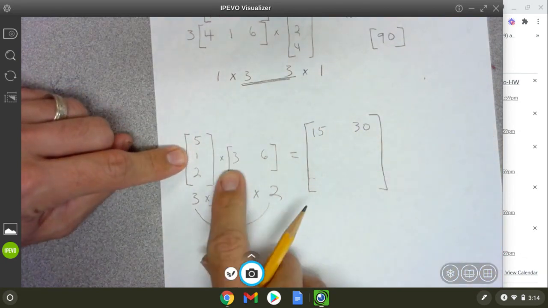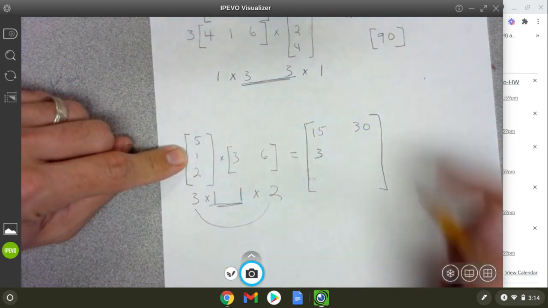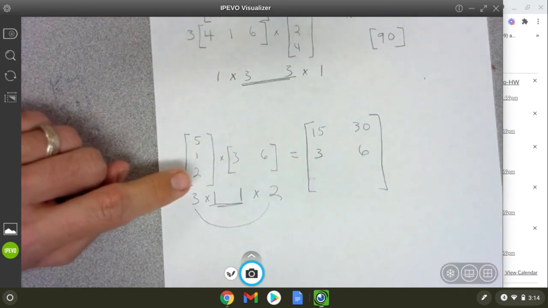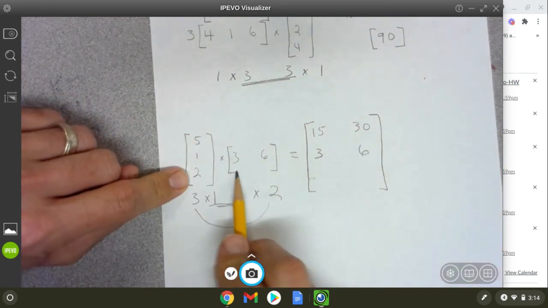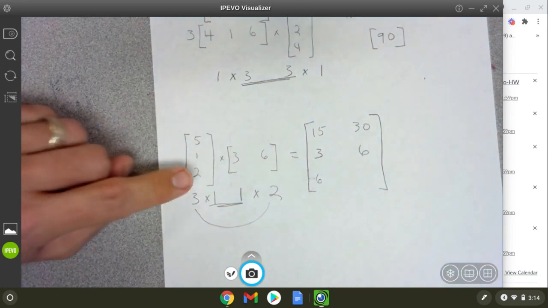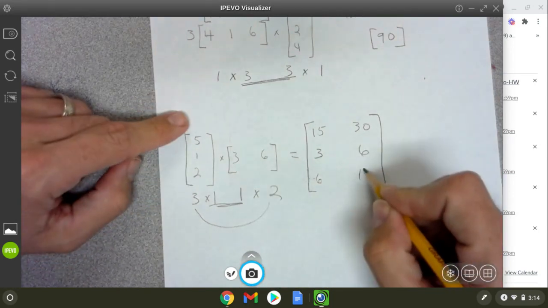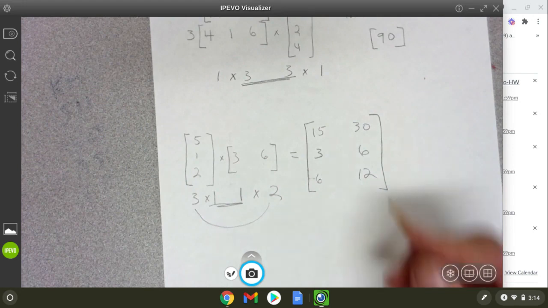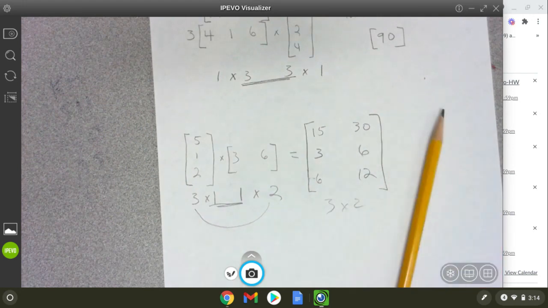Row 2, column 1. That's 3. The next one's going to be 6. Row 3, column 1 is a 6. And row 3, column 2. There you go. That's our answer. And it is a 3 by 2 matrix.